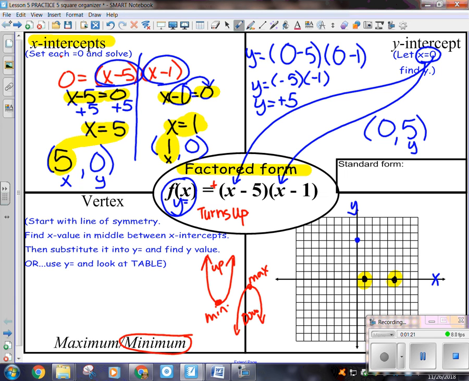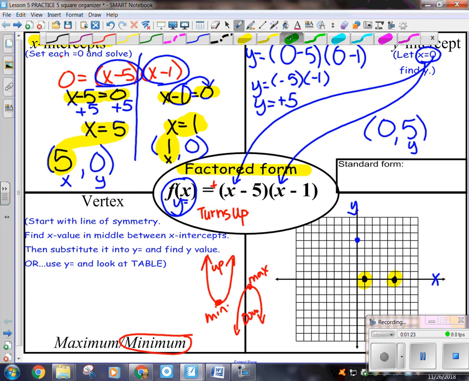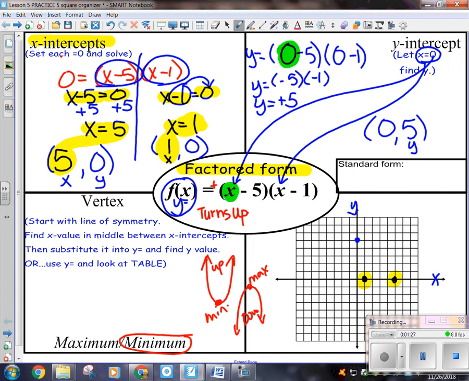So then when we went to this one, we decided, I'm going to let my x be 0, because we want to find our y-intercepts. So I let x be 0, and we solved and got a positive 5 for y. So positive 5 for y, and we put that point on the graph up here. So this is where we are.